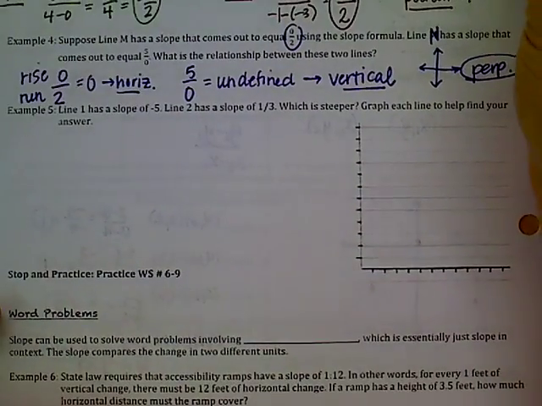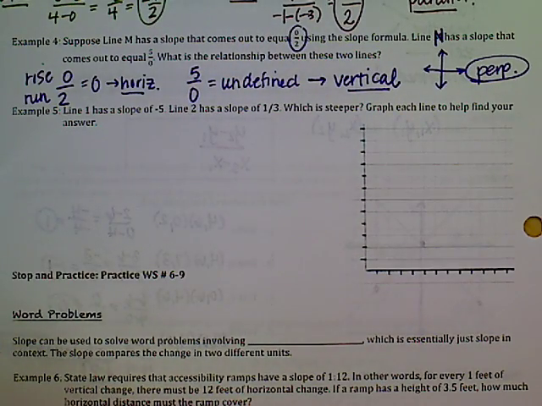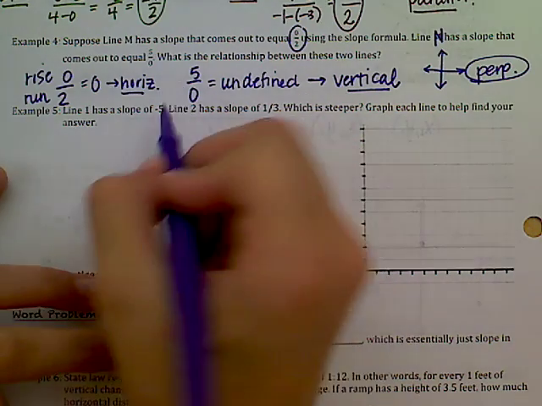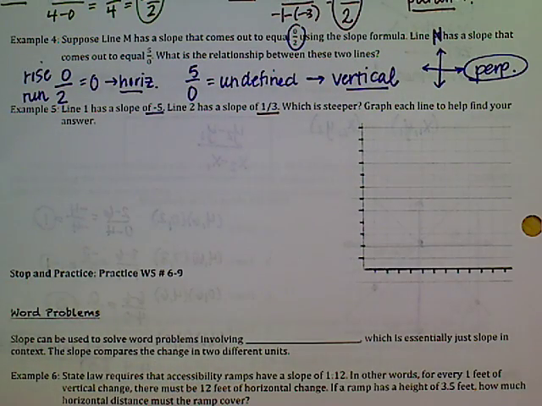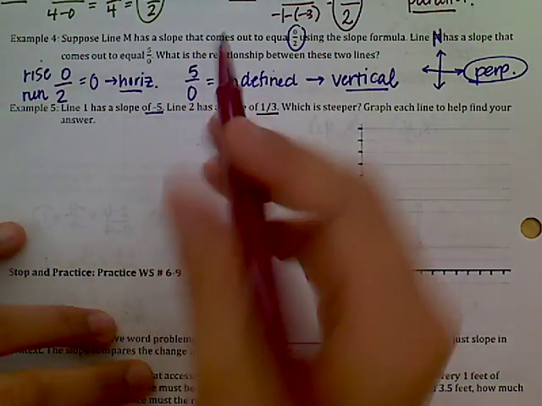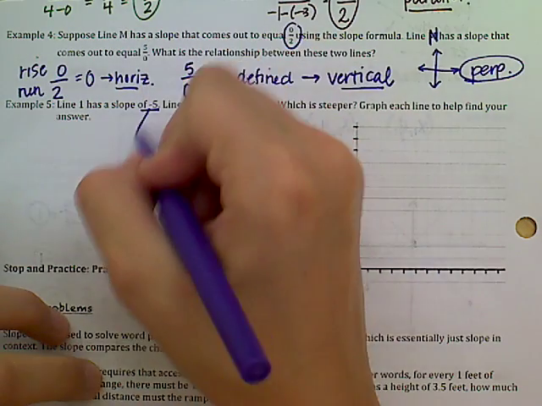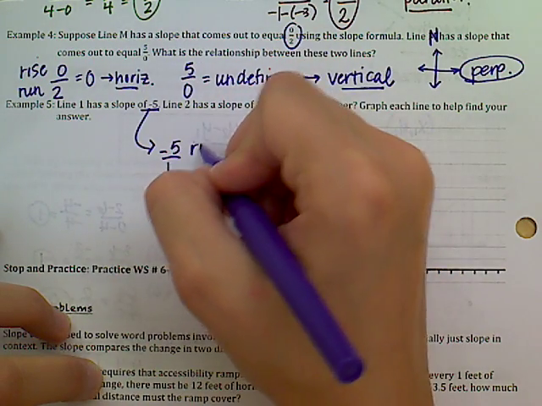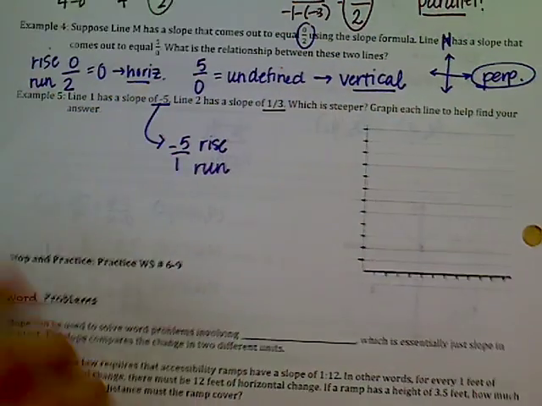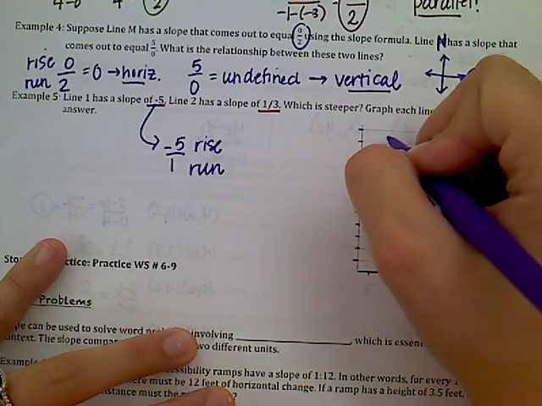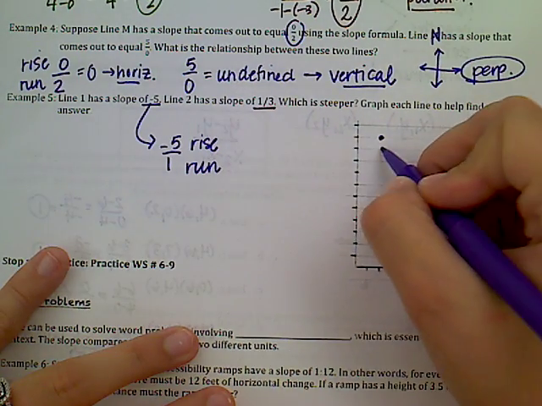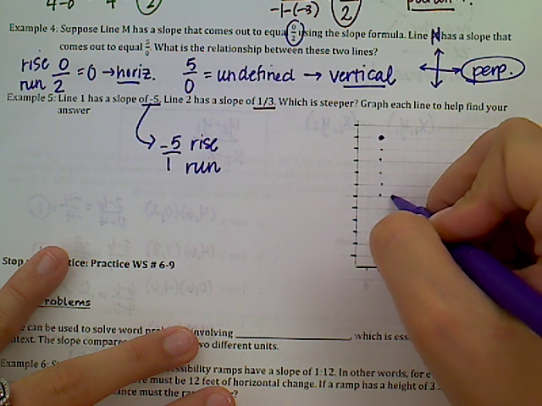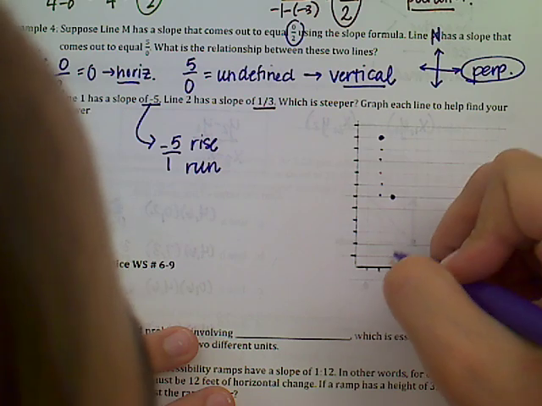All right, last one in this section says, example 5, line 1 has a slope of -5. Line 2 has a slope of 1 over 3. Which is steeper? Graph each line to help you find your answer. So what we'll do when we graph these is let's just start from some point. So if I have a slope of -5, that's like -5 over 1, right? My rise is -5 or down 5. My run is 1. So I'm just going to start at any point here. If I need to go down, I want to start up here and not down here because then I would run out of space. So I'm going to go down 5 over 1. Down 5 over 1.